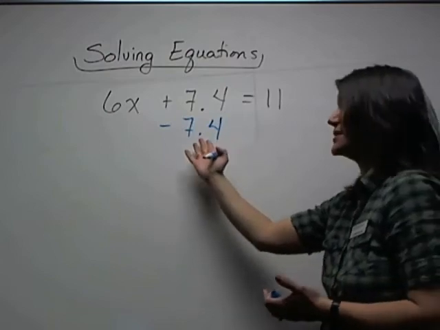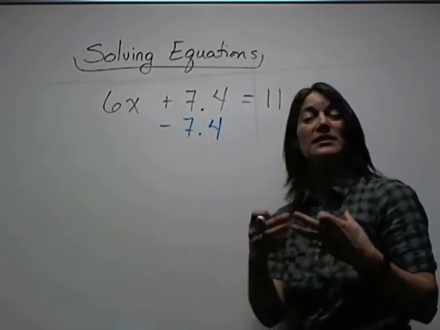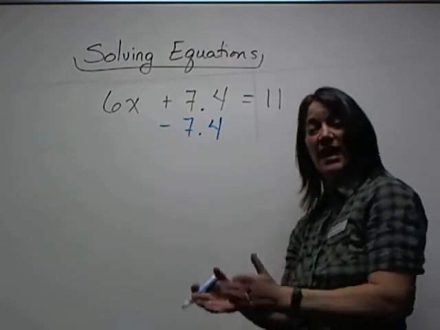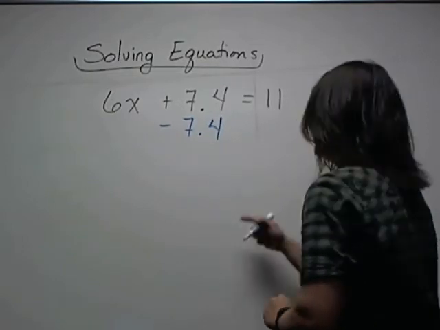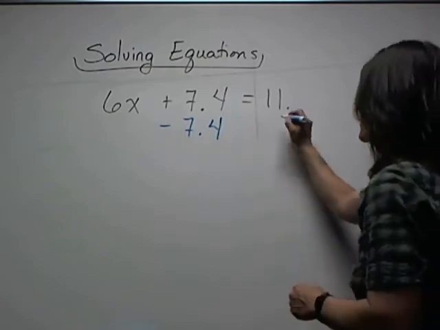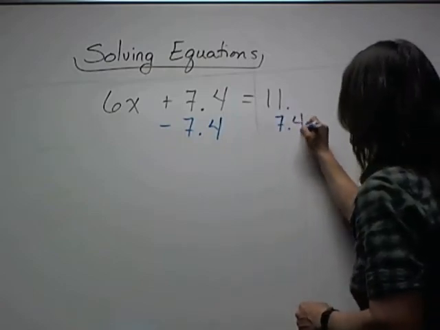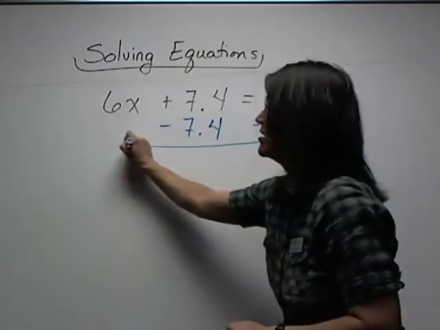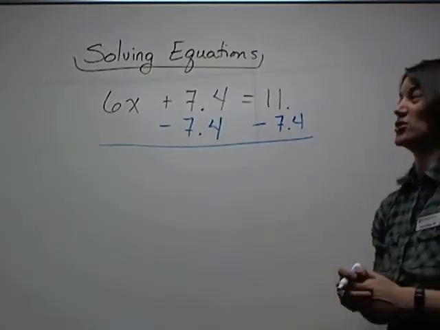Now I'm subtracting a decimal. We need to remember that our decimal points for adding or subtracting have to be lined up. On the 11 over here, the decimal point is after it. So I have to line up my 7.4 that I'm subtracting underneath the proper positioning.